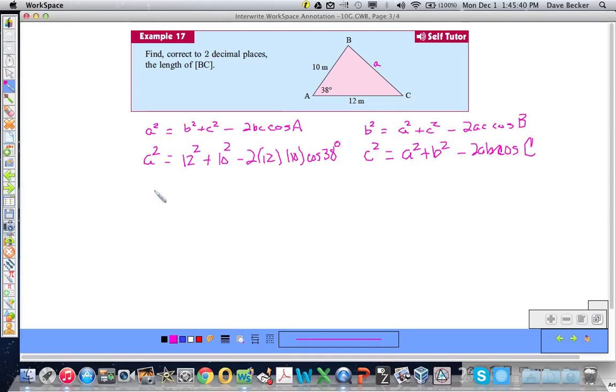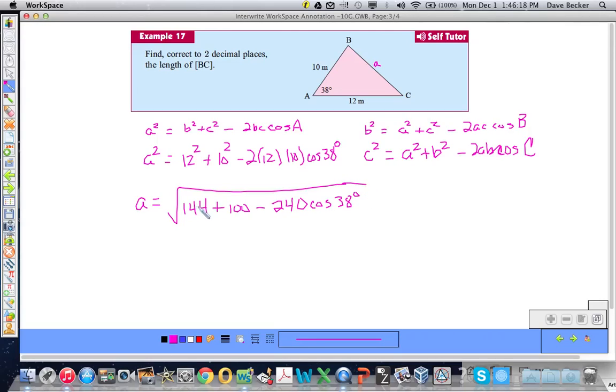Okay, so a, taking the square root of both sides, is equal to the square root of, I'll do a little bit of simplifying here, 12 squared is 144, plus 10 squared is 100, minus 2 times 12 times 10. Well, 2 times 10 is 20, times 12 is going to be 240. Yes, minus 240 times the cosine of 38 degrees.